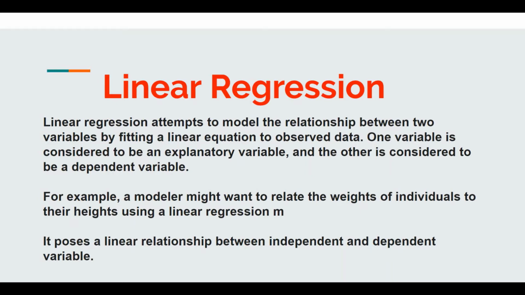In linear regression we have output in the form of a numeric value, and in logistic regression we have the output as a classification value, that is a categorical value, 0 or 1. Linear regression poses a linear relationship between the independent and dependent variable. The relationship between the input and output variable is a linear line, that is y = mx + c.